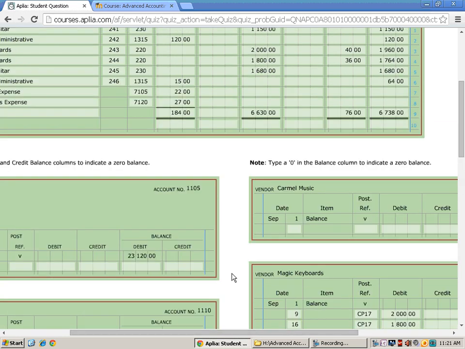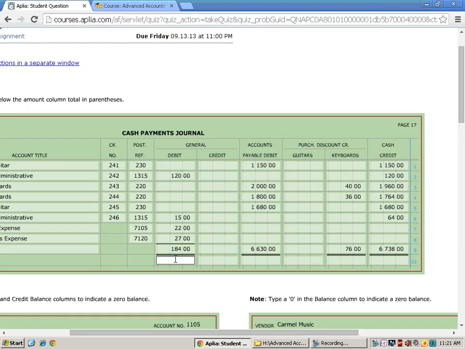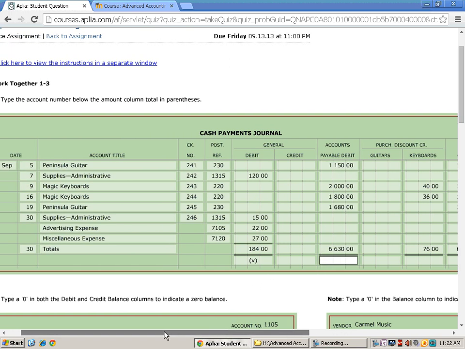All right, now we have to post. Well, we don't have to post our general because we've gone through and did that individually, but you do have to then put a check mark, or in this case it would be a V underneath it, to let them know we're not posting that number. We do have to post accounts payable debit in our general ledger under accounts payable.